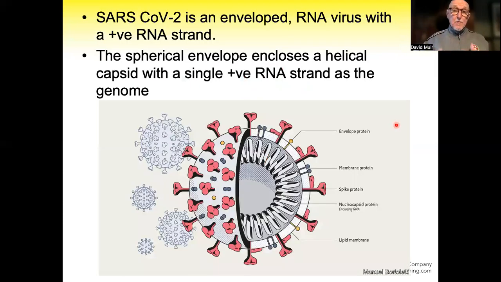So SARS-CoV-2, again, it's very similar to SARS-CoV-1, is an enveloped, positive stranded, single strand RNA virus, and the capsid is actually a helical capsid. You can see it there, coiled up inside the envelope. Here are the envelope spike proteins. And those spike proteins are tremendously important because their structure forms the basis of our vaccines against SARS-CoV-2.